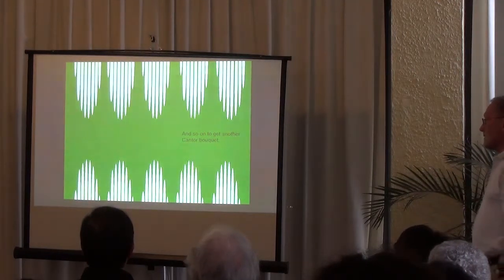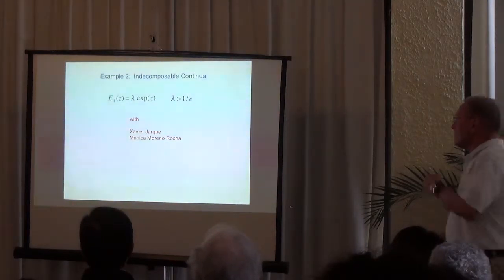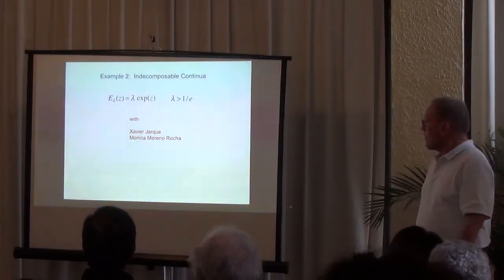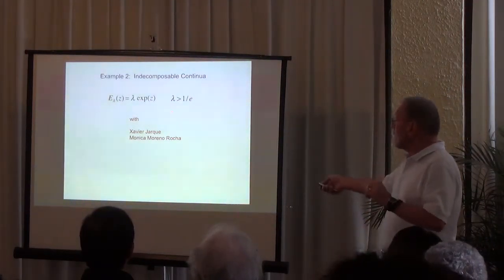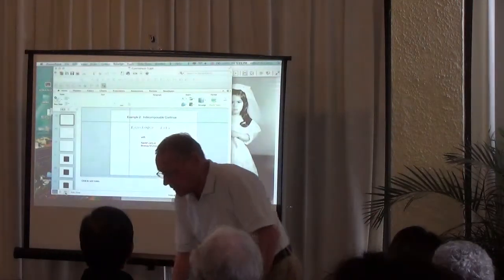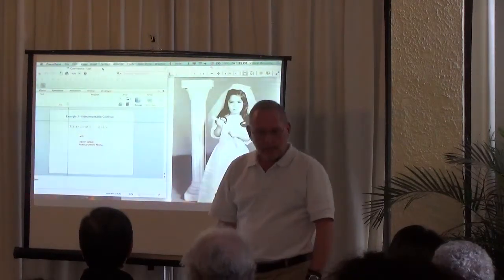Okay, so there's basically the segregation. Now let me move to the second example, indecomposable continua. For simplicity, we'll stay with lambda e to the z, but now I'm going to let lambda be greater than 1 over e. This is joint work with a couple of people, one of whom is Monica Moreno Rocha.